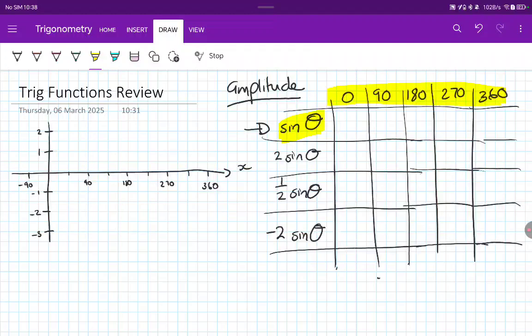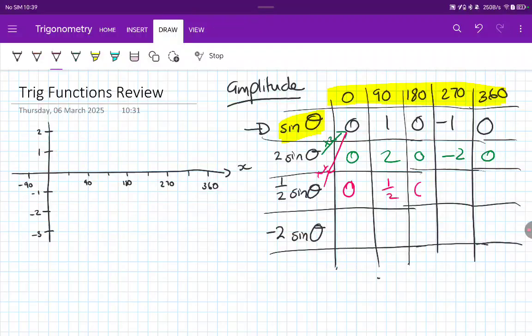So sine of theta, and I want you to input your values. This you can memorize or should know from memory, and that's going to be 0, 1, 0, minus 1, 0. What is 2 sine of theta? 2 sine of theta is going to be 2 times the 0. So you're going to multiply this line times 2. So that's 0, 2, 0, minus 2, 0. Whereas a half of that is the same thing. It's going to be that times a half. So it's going to be 0, a half, 0, minus a half, and 0.